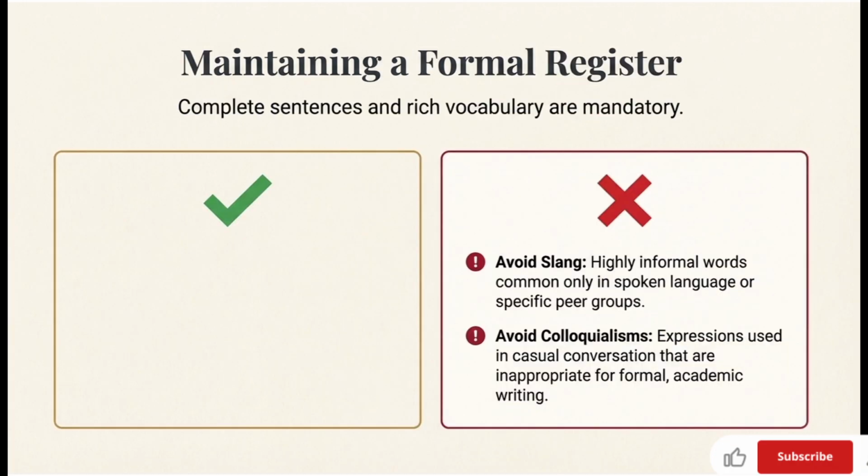Maintaining a formal register. Articles must be written in a formal style. Use complete sentences and appropriate vocabulary. Avoid slang, which are very informal words used in casual conversation. Also, avoid colloquial expressions, which are not suitable for academic writing.